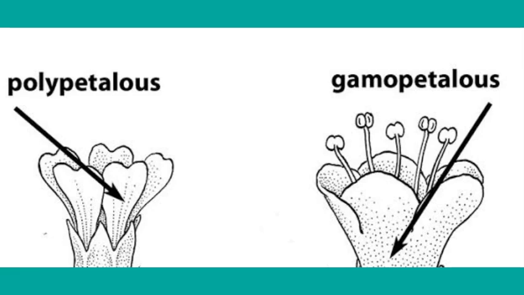Let's see in the picture, the individual or free petals are called polypetalous condition. The fused petals are called gamopetalous condition. Check the diagrams carefully.